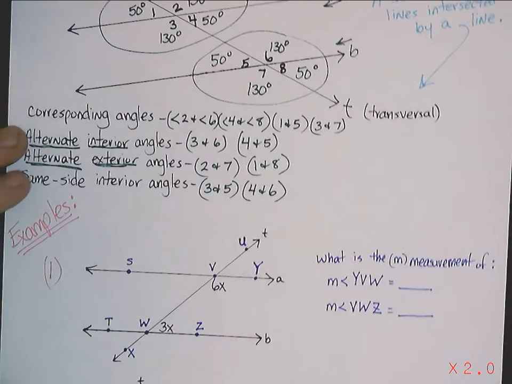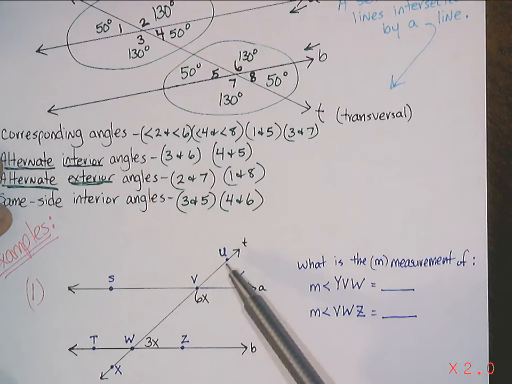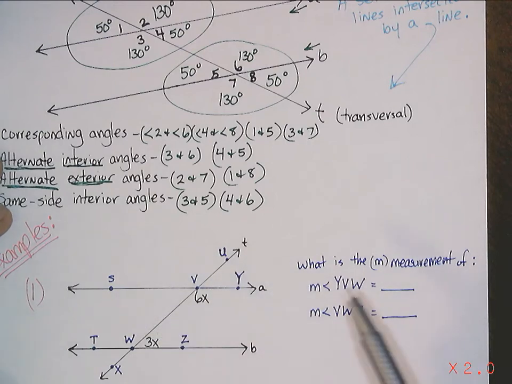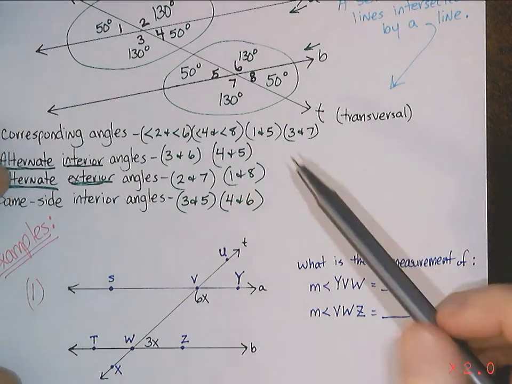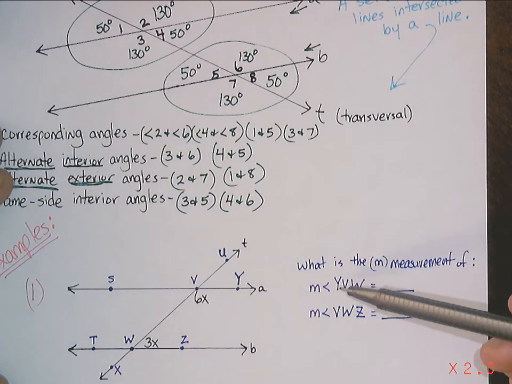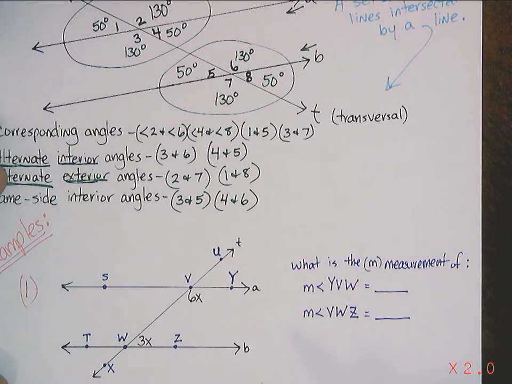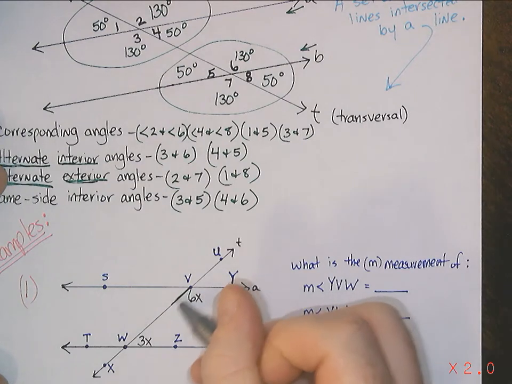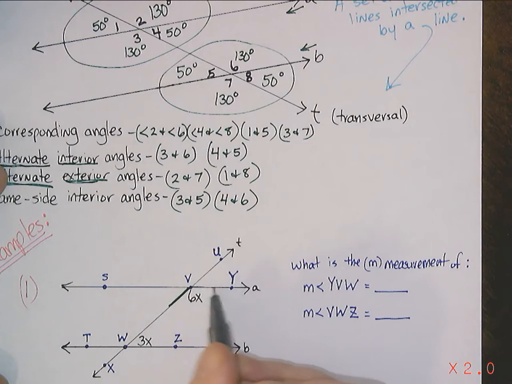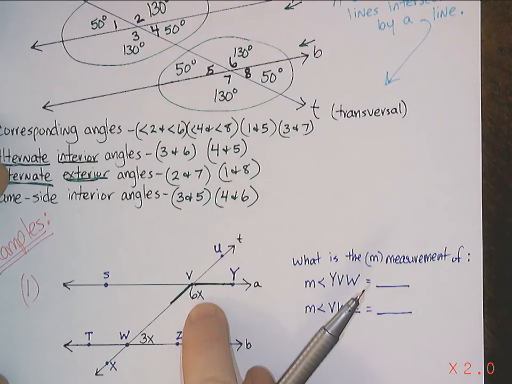All right, so let's do an example. Example 1. What you're going to notice here is instead of numbers, we have letters. They typically will do that for multiple reasons, but I'm not going to get into it now. If you look, we're trying to figure out what is the measurement of YVW. So YVW is going to be right here. Basically, they're looking for what is this angle right here? What is 6x equal to?